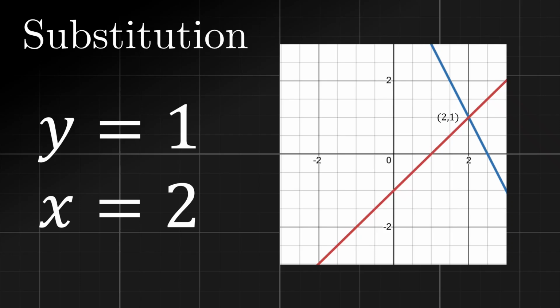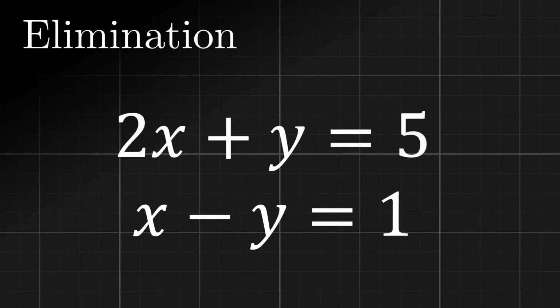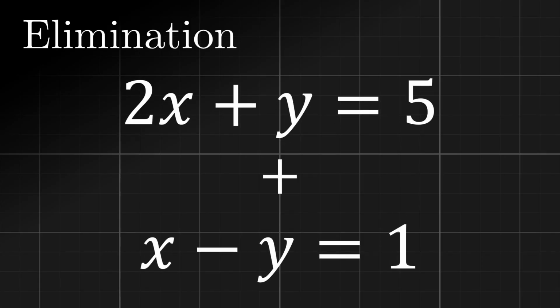The next method is elimination. Here, the goal is to add or subtract the equations, possibly after multiplying them by constants, to eliminate one variable entirely. If we keep the same example system, 2x plus y is equal to 5 and x minus y is equal to 1, first, we align the equations and we see if adding or subtracting might cancel a variable. Here, notice the plus y in equation 1 and negative y in equation 2. If we add the equations, the y terms will cancel out.